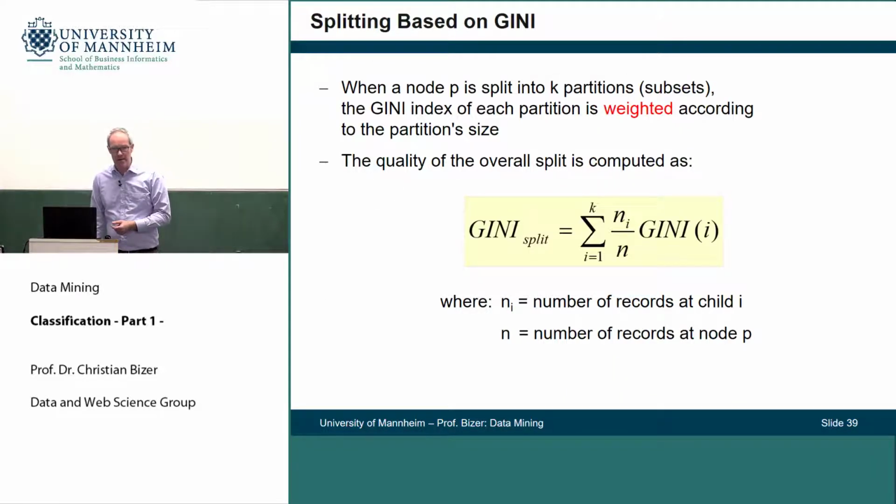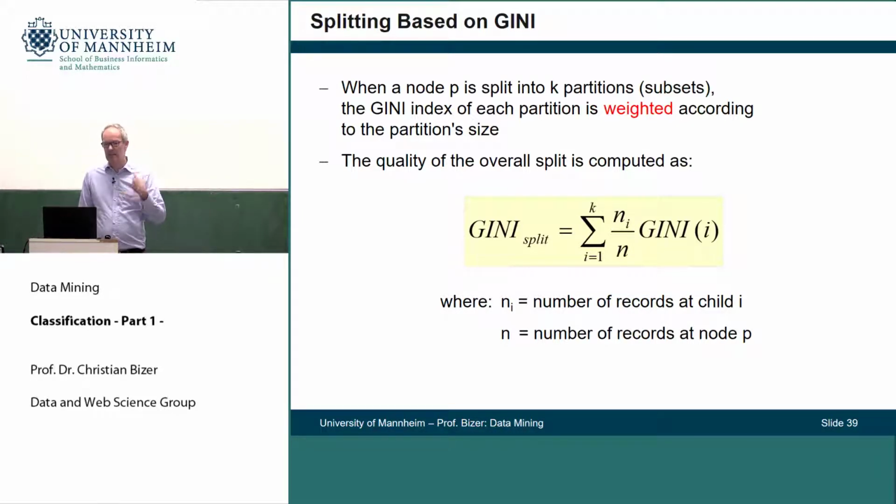Now we need this weighting. So we have different sub-buckets. They have different sizes. So for calculating the Gini of the complete split, we weight the Ginis of the separate sub-buckets according to their size. So take the Ginis, weight them according to the size, and then add up all these weighted values.